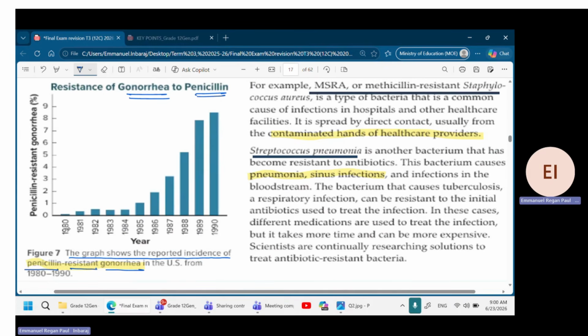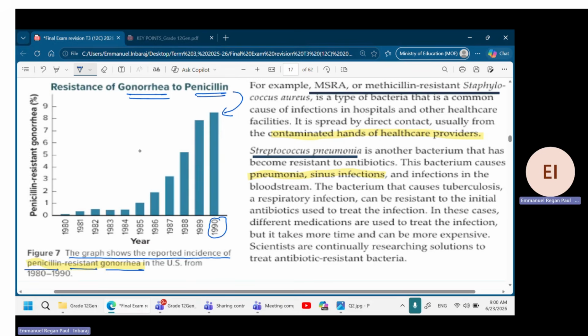But what happened, you see, in 1980, it was very effective. Only little cases of gonorrhea. But as the years increased, in 1990, even when penicillin is taken by the patients, the diseases were more in number. Gonorrhea increased. So what is the meaning? The meaning is the pathogen became resistant to it. So that is the meaning.